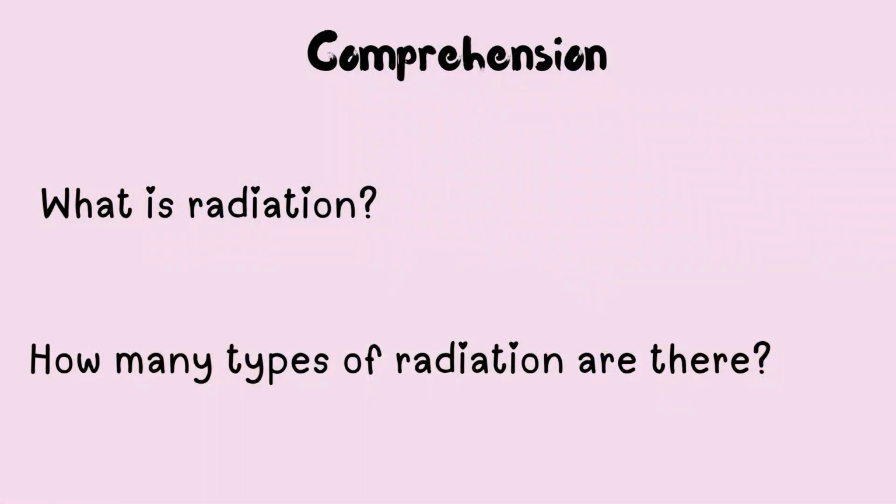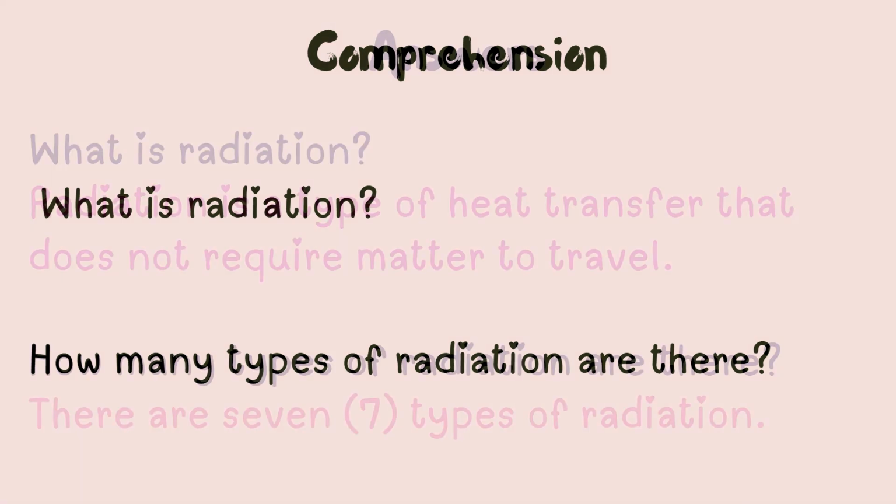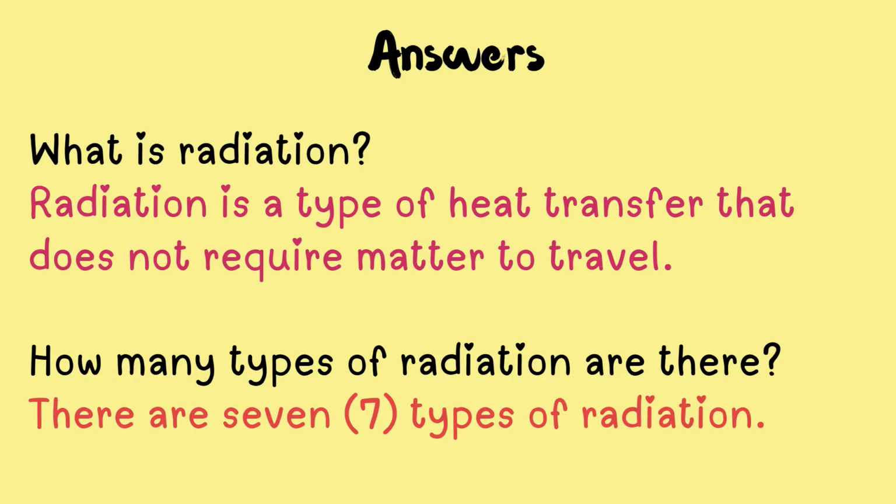Comprehension. What is radiation, and how many types of radiation are there? Radiation is a type of heat transfer that does not require matter to travel. There are 7 types of radiation.